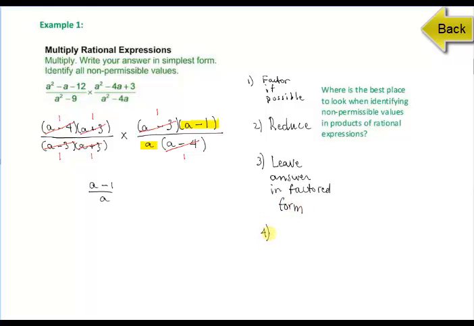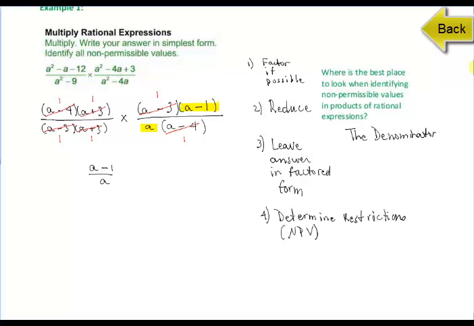Okay, and then the last thing that you want to do is to determine your restrictions, which we also know as non-permissible values. So if we go over here, where is the best place to look when identifying non-permissible values in products of rational expressions? You would look in the denominator. Okay, so that's what we're going to take a look at now.